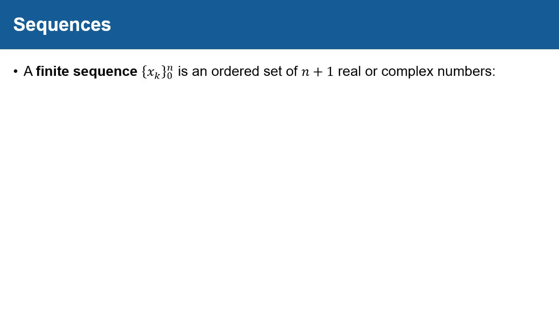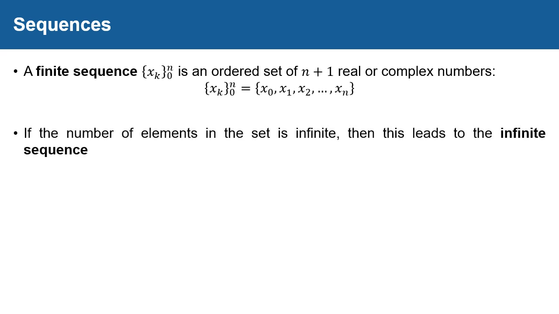Now we proceed to a brief discussion about sequences. A finite sequence x(k) from 0 to n is an ordered set of n plus 1 real or complex numbers. That is x(k) from 0 to n is equal to x0, x1, x2 up to xn. If the number of elements in the set is infinite, then this leads to the infinite sequence x(k) from 0 to infinity, equal to x0, x1, x2, and so on.